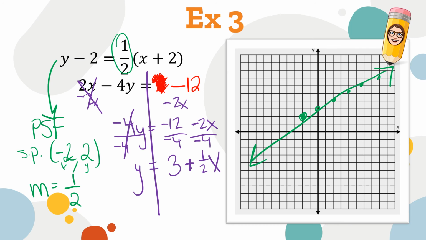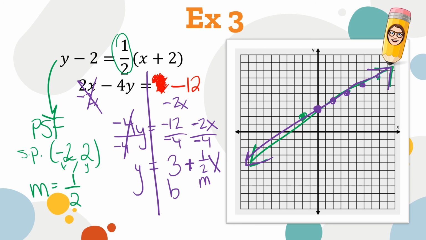Always reduce your fractions. All right, so I'm going to begin, now that y is isolated, at positive 3 on the y-axis. Look at that. Our slope is a positive 1/2. Rise 1, run 2. Interesting. What do you notice? We have the same points, the same slope.